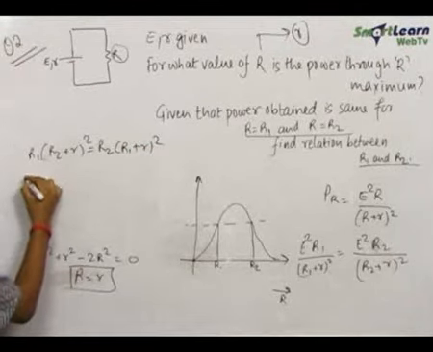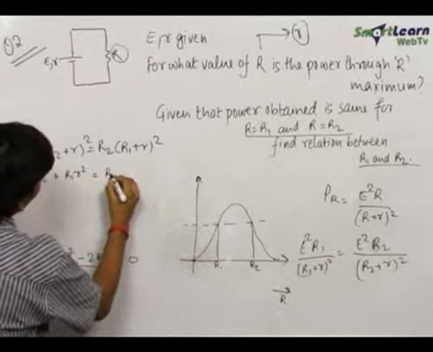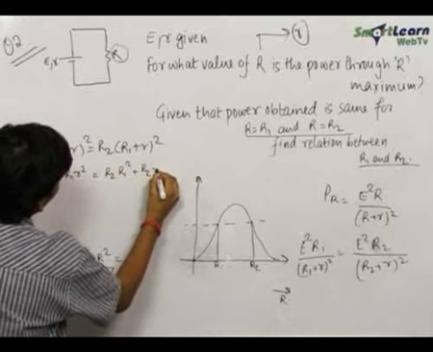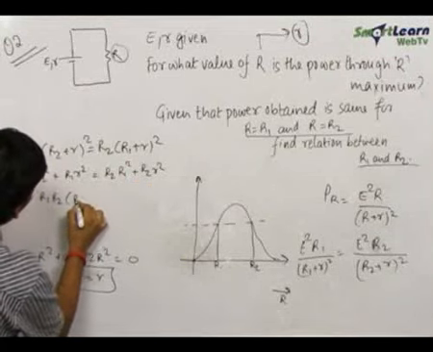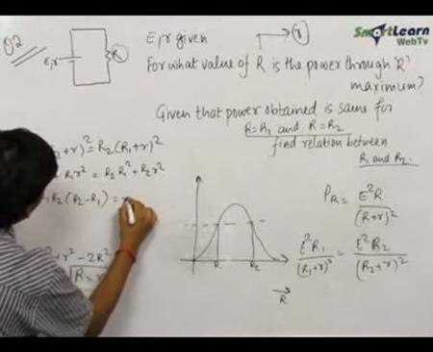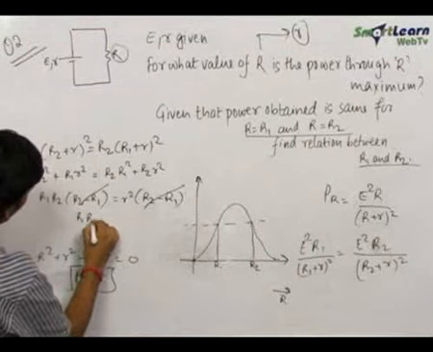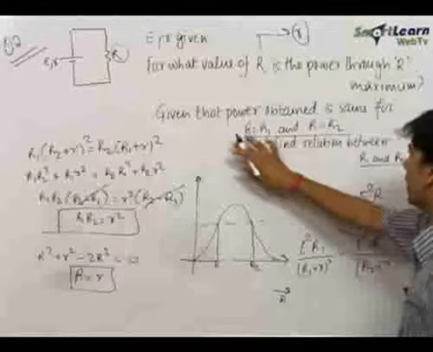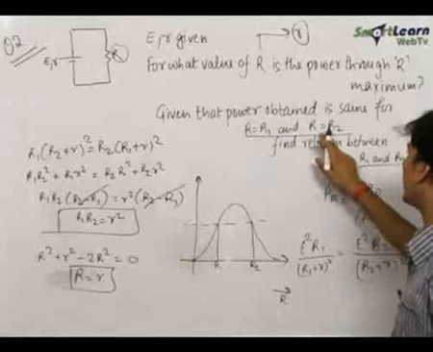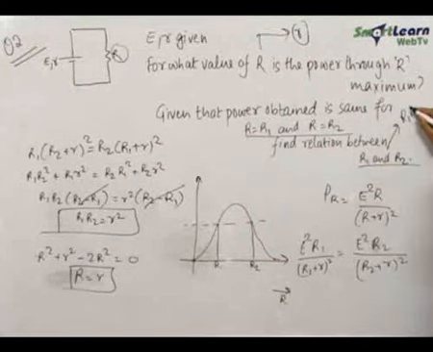This gives us R1 into R2 square plus R1 into r square is equal to R2 into R1 square plus R2 into r square. The term 2R1R2r gets cancelled. On solving this, we get R1R2 into R2 minus R1 is equal to r square into R2 minus R1. Now R1 and R2 are not equal, therefore we can cancel this term. Therefore R1R2 is equal to r square. So this is the relation that we get, that the power obtained is same for R is equal to R1 and R is equal to R2. Then the relation between R1 and R2 will be R1R2 is equal to small r whole square, where small r was the internal resistance of the battery.